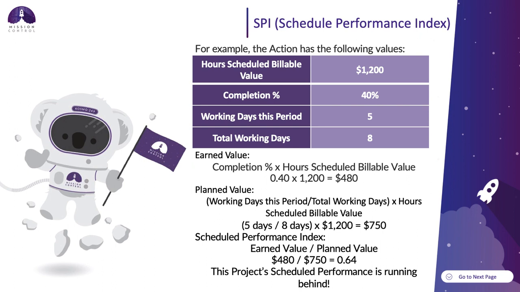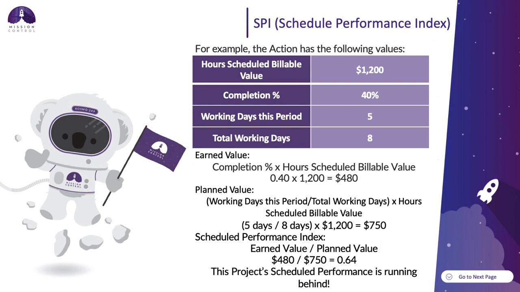So same scenario, the earned value will be $480. And in this scenario, the planned value will be $750. So the 5 days this period divided by the 8 total working days for this action times the hours scheduled billable value gives us $750.